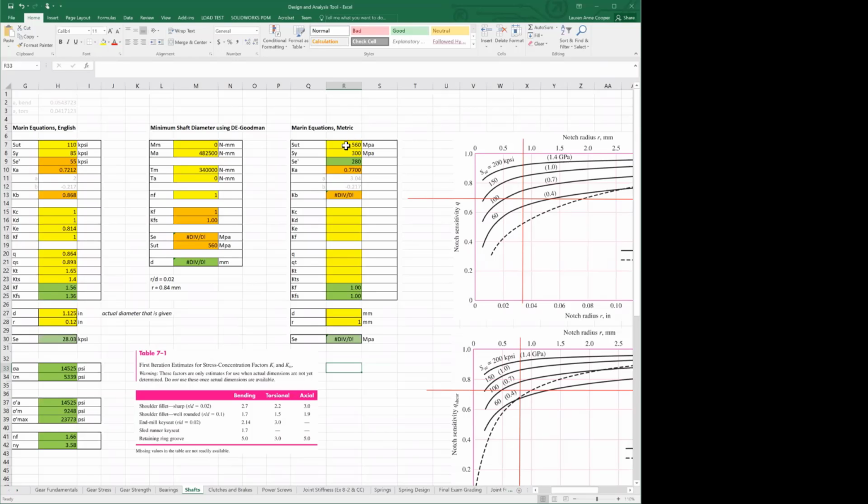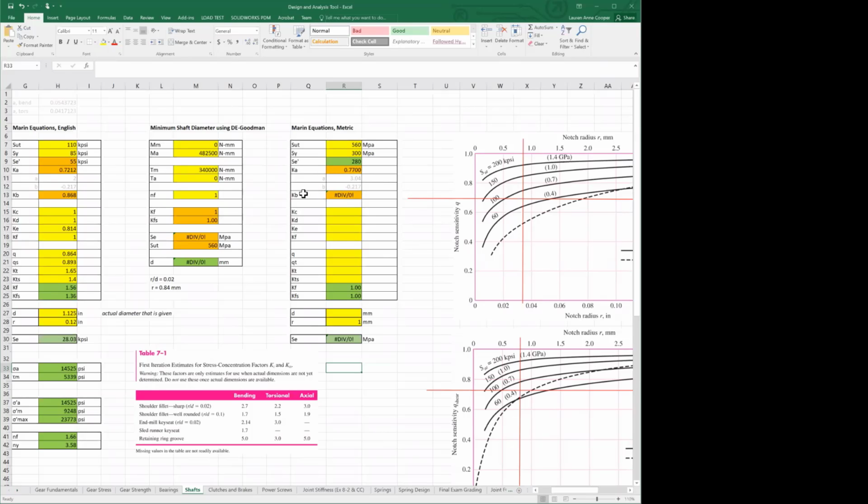Our Sut is 560 megapascals. The yield strength is 300, so that gives us an unmodified endurance limit of 280. So again, that's half of the ultimate tensile strength. Ka depends on surface finish, and we have machined. So these a and b constants are the updated 11th edition version. So make sure you have these in your tool.